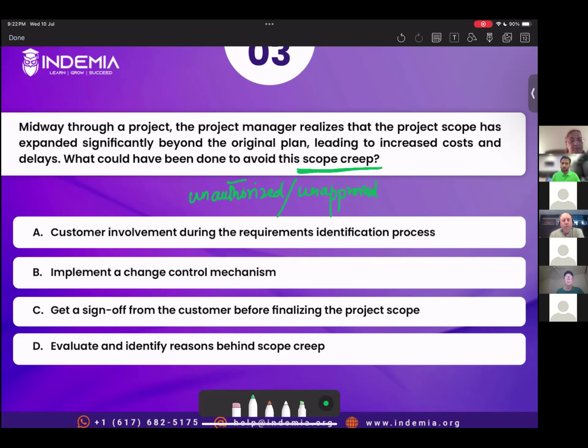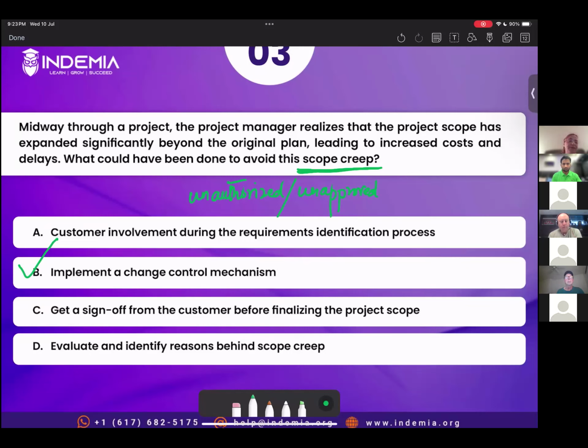The question is not about how you can avoid changing the scope, right? The question is about how you can avoid unapproved changes. There's only one way to avoid unapproved changes, and that is to implement a robust change control mechanism. If you have that, then all the changes will be approved. Basma, you want to say something?